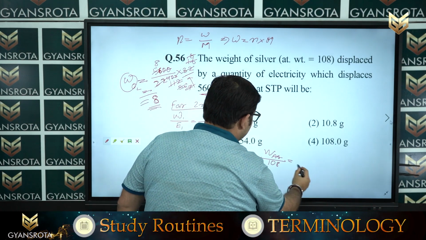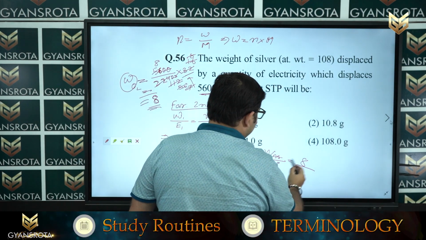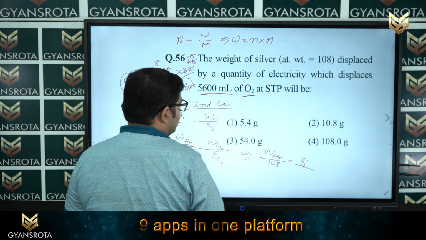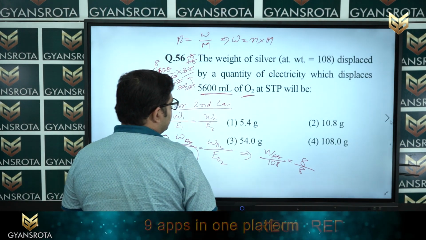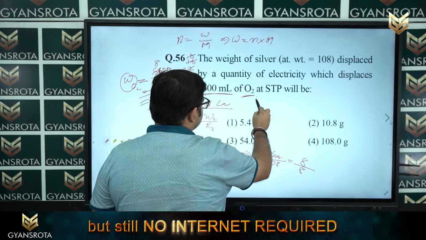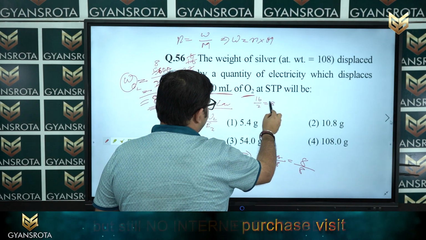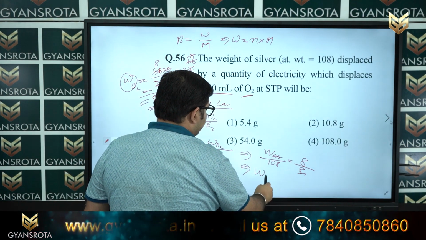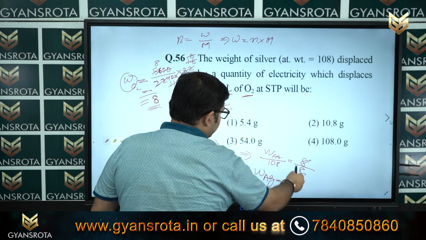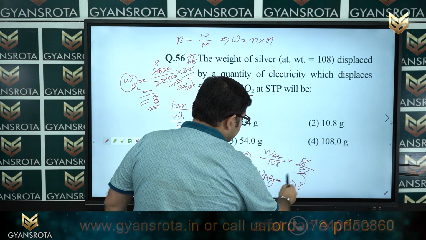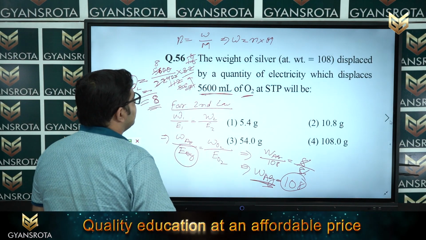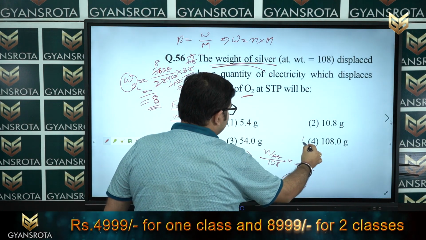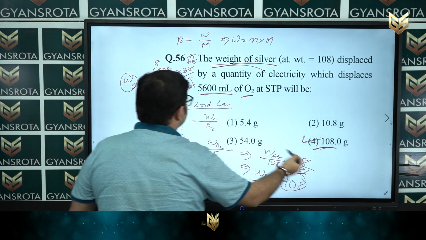Now just put the value. The weight of O2 is 8 gram, and what is the equivalent weight of O2? That is also 8, right, because for O2 it is 16 divided by 2, which is 8. So this is the equivalent weight of oxygen. Now W of Ag, that is weight of silver, is equal to, cross multiplying, 108. So 108 is the weight of silver, and they asked you the weight of silver here. If you see option number 4, that is 108 gram, it is the correct answer of your question number 56.